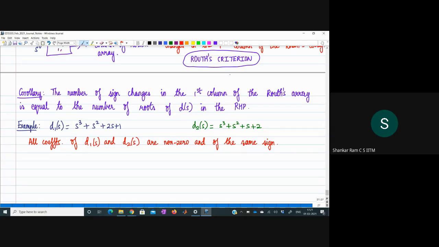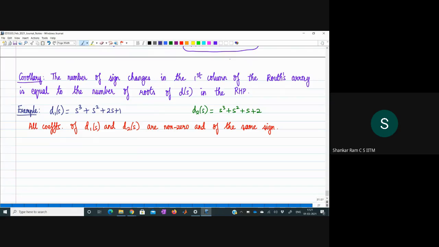Now let's construct the Routh array and then figure out what is happening. So let's construct the Routh array for D1. We have s cubed, s squared, s power 1, s power 0. How do we construct it? Once again, we fill up the first two rows with the coefficients. Please watch what I'm doing. I start from the s cubed coefficient, which is 1. The s squared coefficient is 1. The coefficient of s is 2. And the constant term is 1. That's it, we are done with those rows.